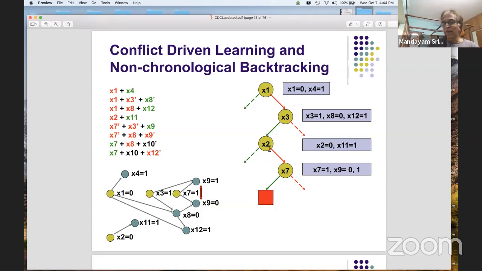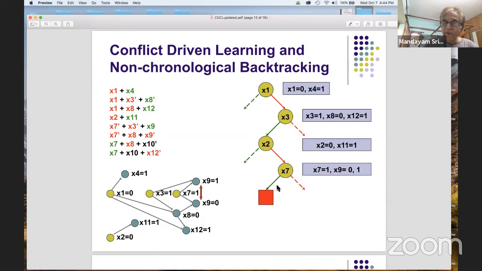Okay, so DPLL has to use backtracking. At any particular moment, you have a set of partial assignments. In this case, before you got this conflict, you had a partial assignment of x1 = 0, x3 = 1, x2 = 0, and x7 = 1. That is a partial assignment. All the other assignments here are implied assignments.